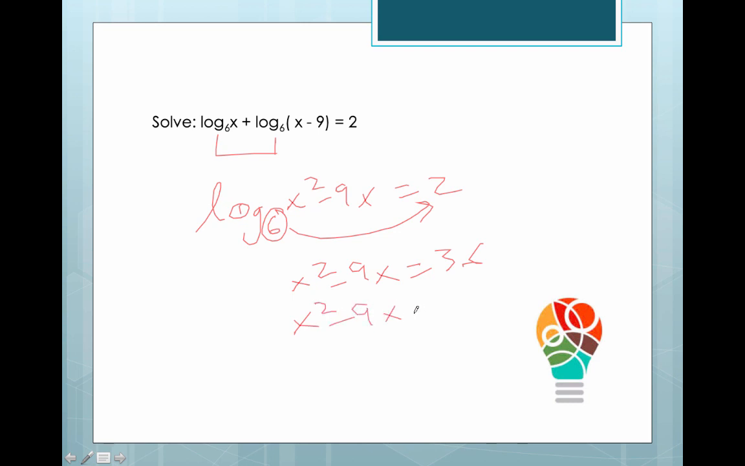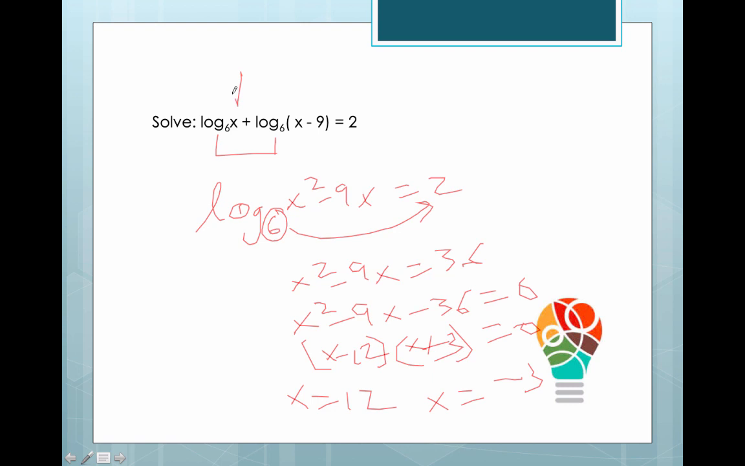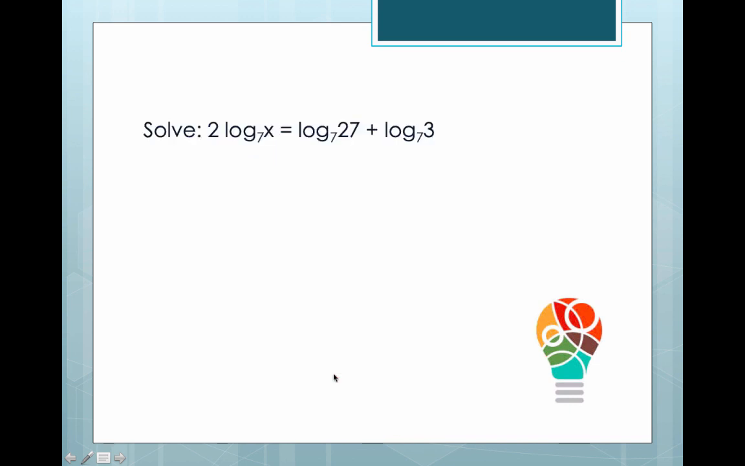Bring it back. Give me back that fillet of fish. Give me that fish. Okay, and I get x minus 12, x plus 3. And I get positive 12, and I get negative 3. And I realize there's no way I can put a negative 3 in there because I can't take the log of a negative, and the answer is 12. Good stuff. Good stuff.